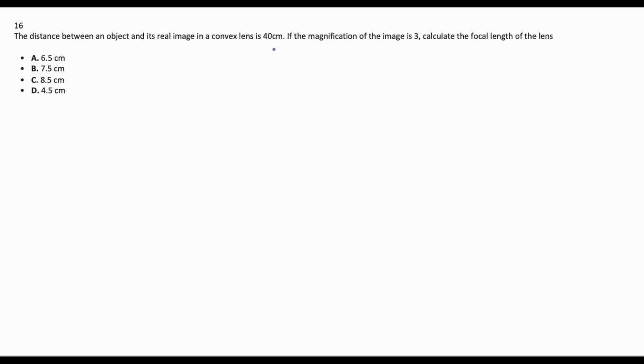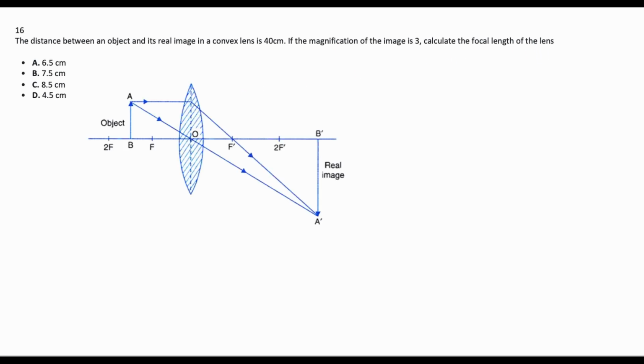Question 16 says the distance between an object and its real image in a convex lens is 40 centimeters. If the magnification of the image is 3, calculate the focal length of the lens. So this is our convex lens right here, and this is our object here. If the size of our object is HO, and this is the magnified image here, we represent the size of our image as H1. The distance between our object and the lens is designated as U, and the distance between the lens and the image is designated as V.